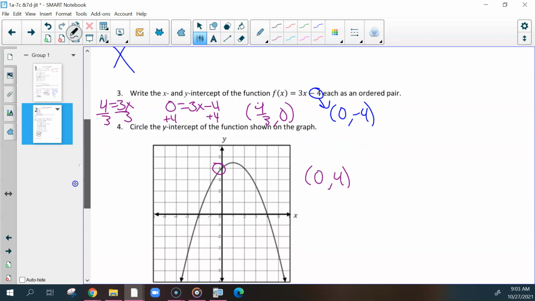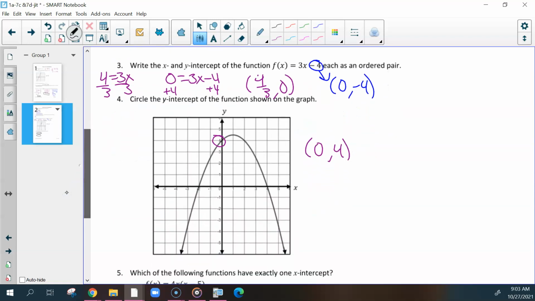Number 4 gave you a graph and it asked you to find the y-intercept. So that would be at 0, 4. Yes, Michaela? What's the final answer? 4 thirds, 0 and 0, negative 4. So 2 answers? You have to find your x and your y-intercept. Yeah.